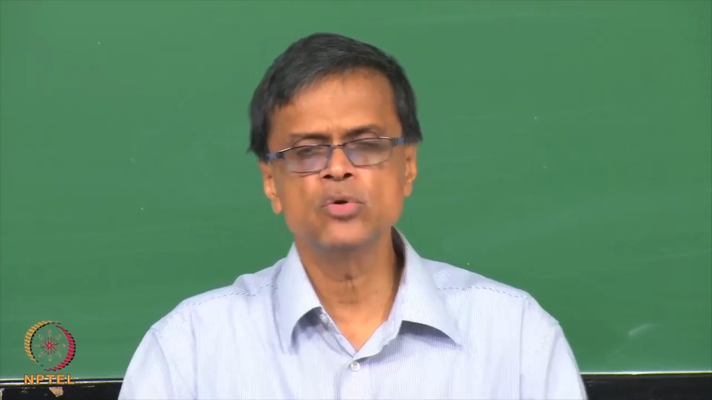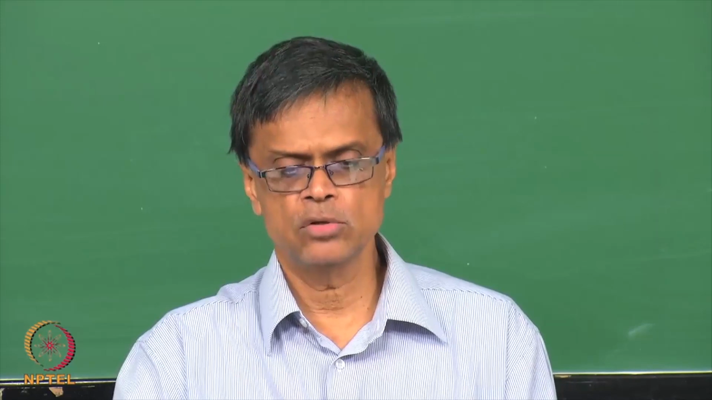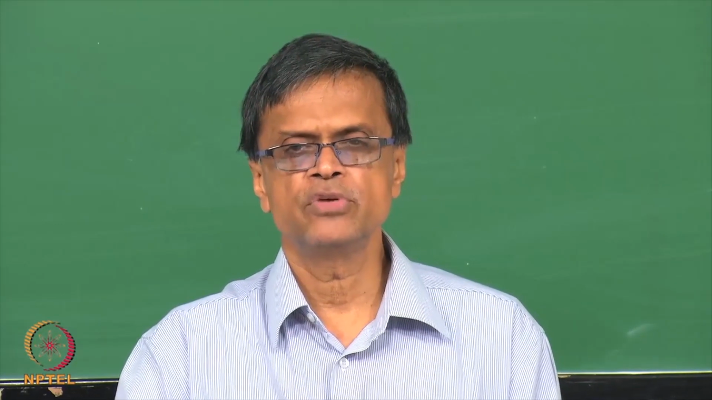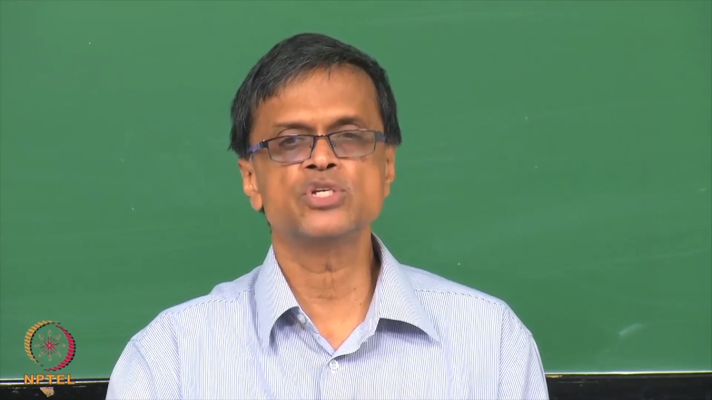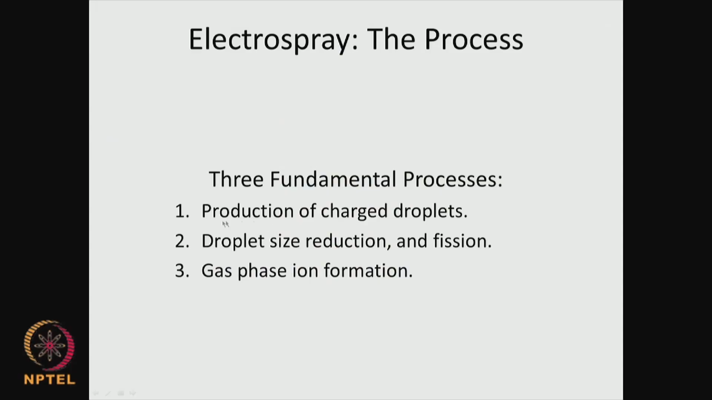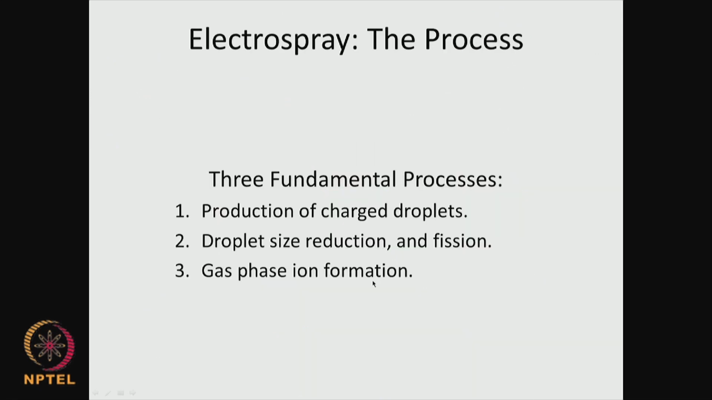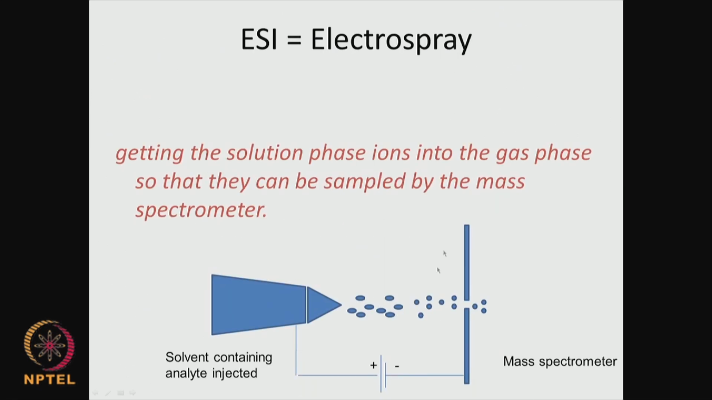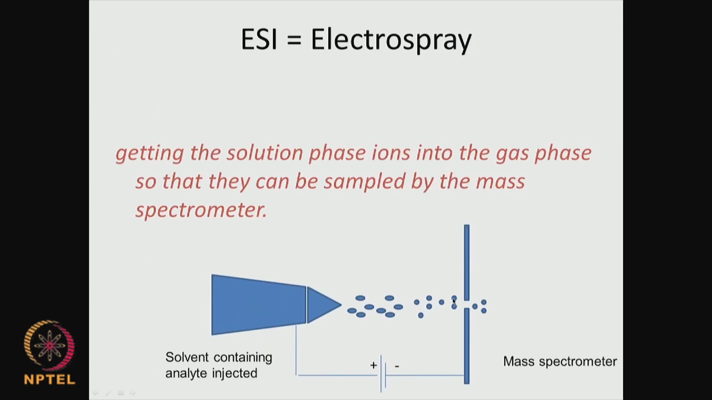So, ESI is quite widely used, especially for protein and biomolecules, whereas EI is used if you are interested in small molecules, especially in organic chemistry research. So, in this process, electrospray or ESI, we produce charged droplets, then droplet size reduction. So, the droplets get reduced, solvent gets evaporated, and gas phase ion formation. So, you have ions formed here, this is called gas phase because the solvent is completely evaporated during this process.